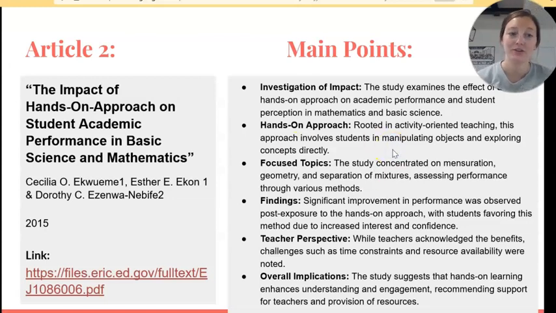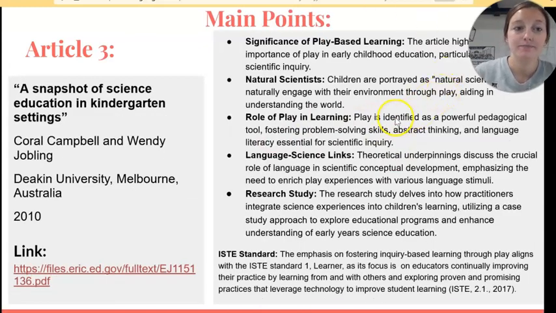And then my last article that I found is called A Snapshot of Science Education in Kindergarten Settings. This one was by Coral Campbell and Wendy Jobling. So basically this article highlights the importance of play in early childhood education, and it particularly focuses on fostering scientific inquiry, which goes along exactly with my teaching unit.